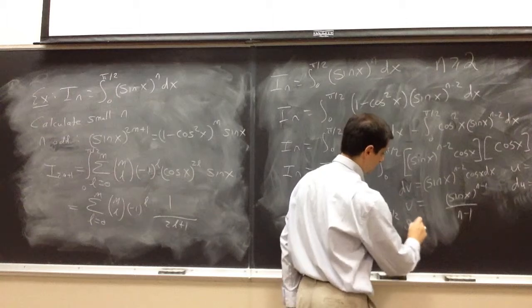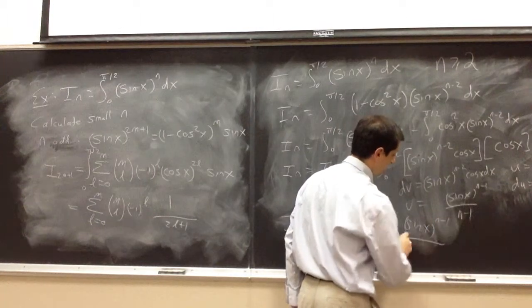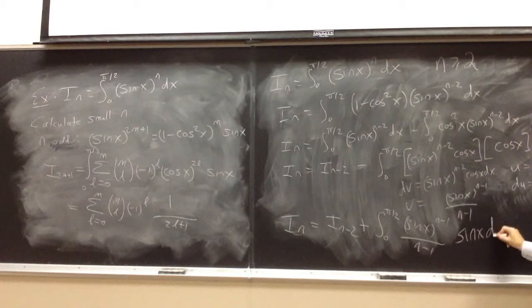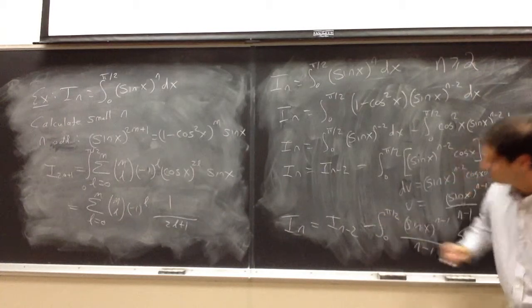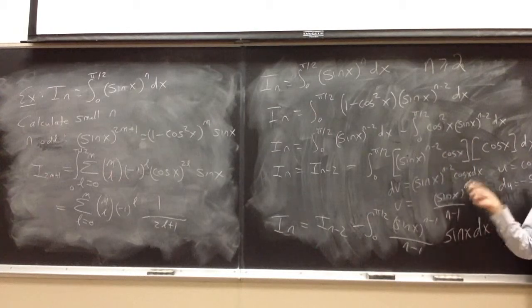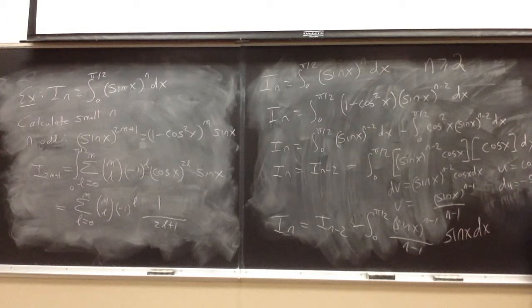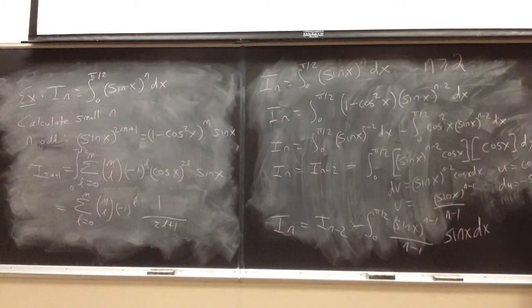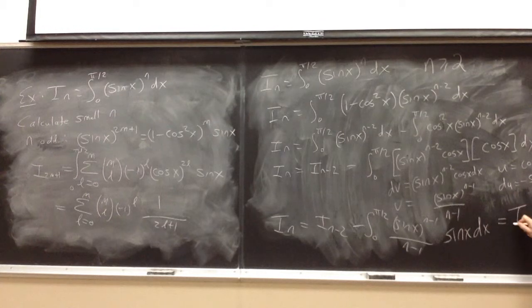And now I'm going to have sine of x to the n minus 1 divided by n minus 1, so I'm going to have v du times sine of x. But that has a minus sign, so the minus sign now comes back. We lost the minus sign because it's the negative integral of v du, but then the du had a minus sign, and so that came back. And so we get I_n equals I_{n-2} minus 1 over n minus 1 times I_n.